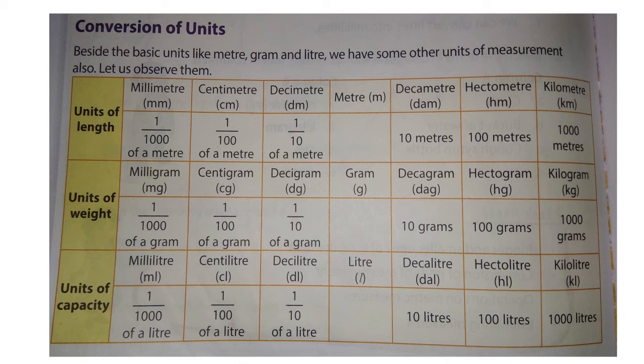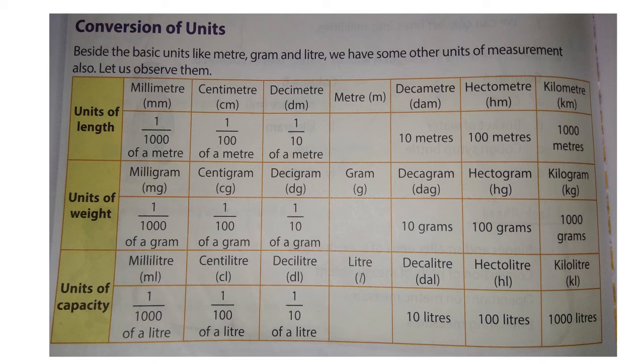The standard unit is meter, and you can see here the relation between millimeter and meter is 1 by 1000 of a meter. Centimeter is 1 by 100 of a meter. Decimeter is 1 by 10 of a meter. Decameter is 10 meters. 1 hectometer is 100 meters, and 1 kilometer is 1000 meters.